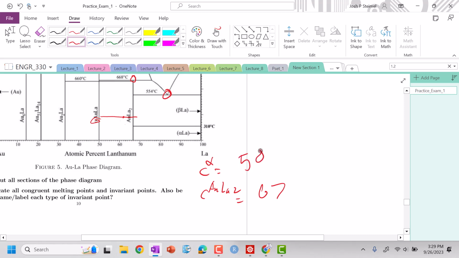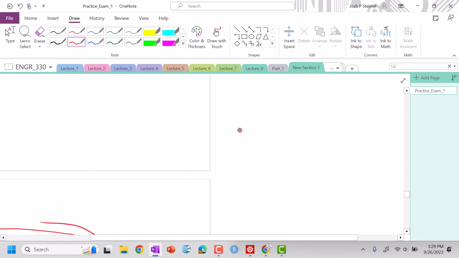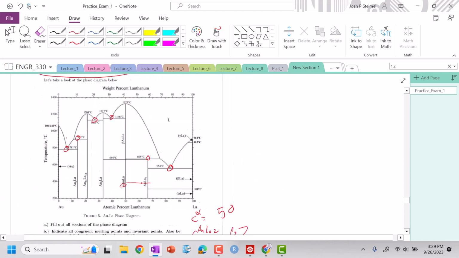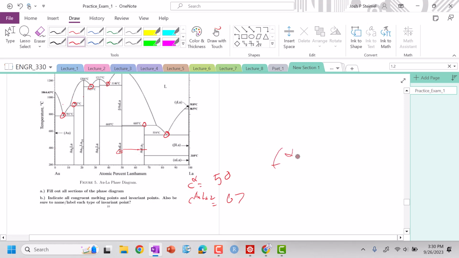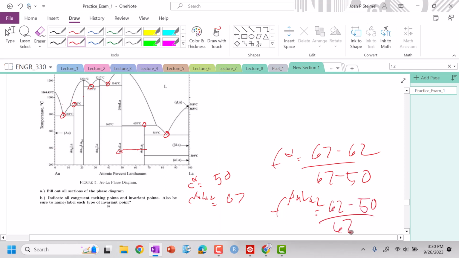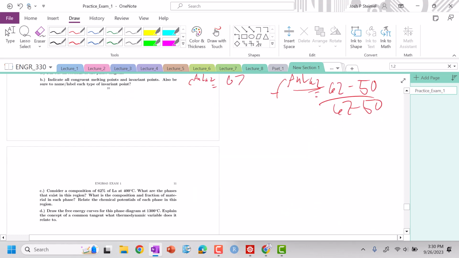That's at 50 for the alpha. So the fraction that's in the alpha is going to be equal to, and we were at 62 composition, so it's going to be 67 minus 62 over 67 minus 50. And the fraction of AuLa2 is going to be equal to 62 minus 50 over 67 minus 50. Which makes sense because we're closer over here, so we should have a larger fraction in that phase.